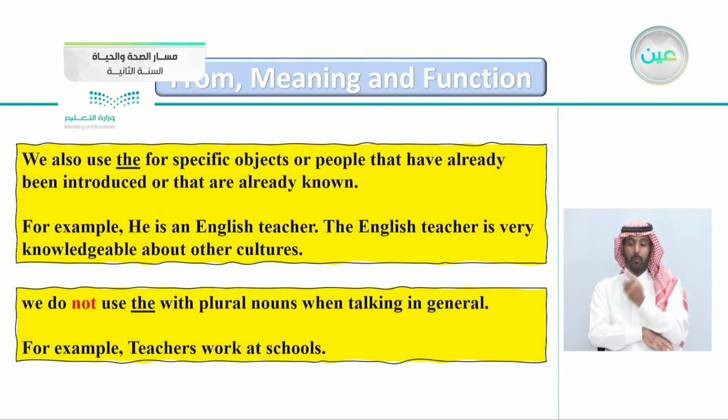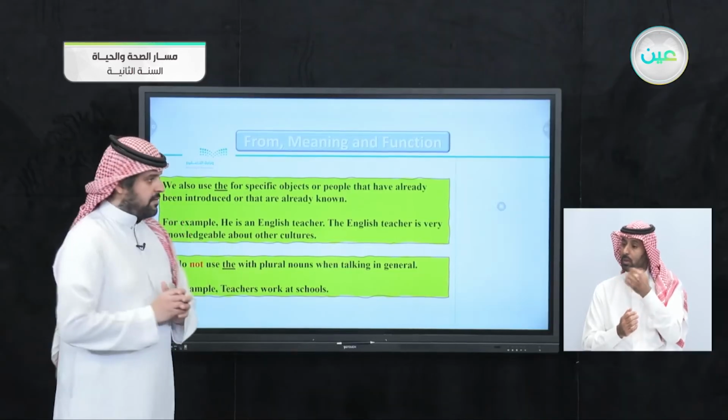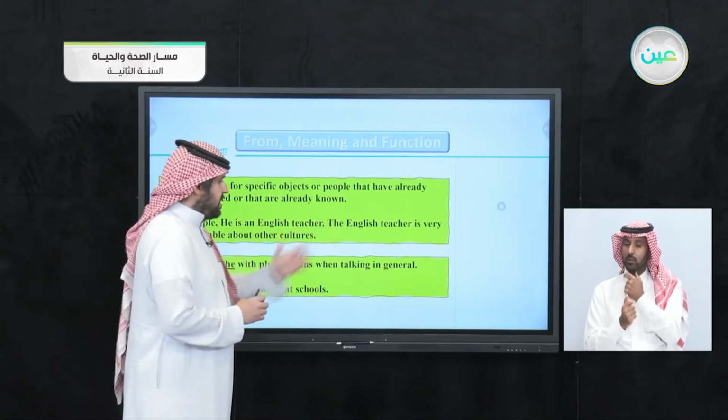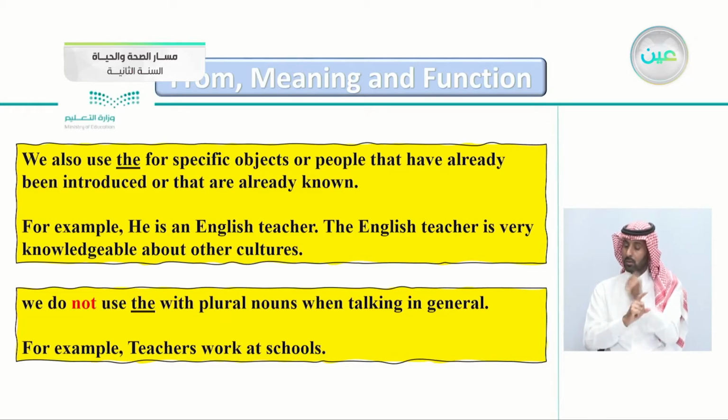We also use "the" for specific objects or people that have already been introduced or that are already known. For example, he is an English teacher. So now we know that there is an English teacher. The English teacher is very knowledgeable about other cultures. So this is an example of the object here, the English teacher, that has already been introduced.